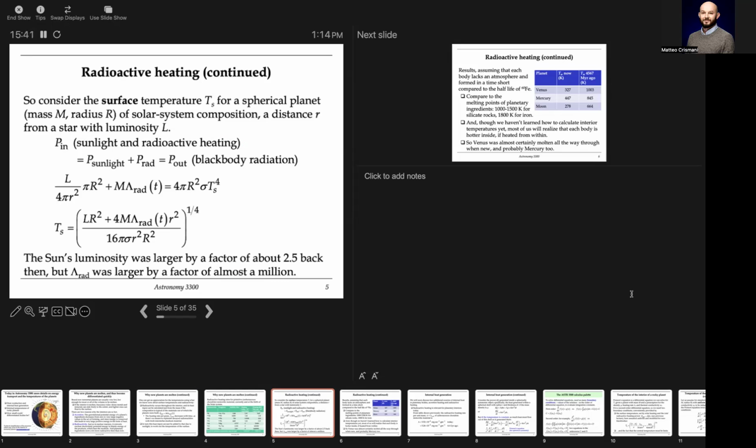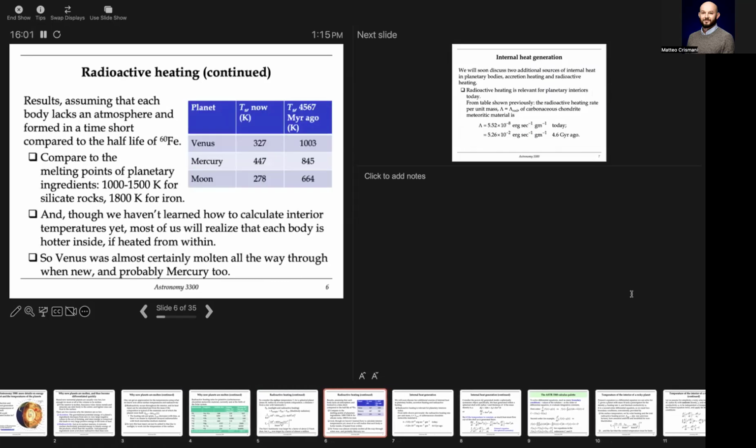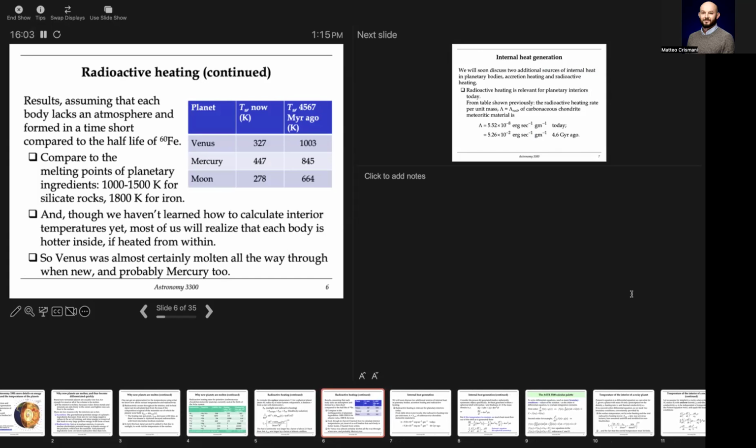Because of course, the luminosity was larger by about a factor of 2.5 at the start of the solar system. And it's kind of become less bright. Okay. But the radiation, of course, is larger by a factor of a million, right? We saw that, 10 to the 6. So we can find out how hot the Earth must have been. Okay, and here are the key results. And we're going to make some assumptions, of course, here. We haven't talked about atmospheres, so you have no idea what they are.